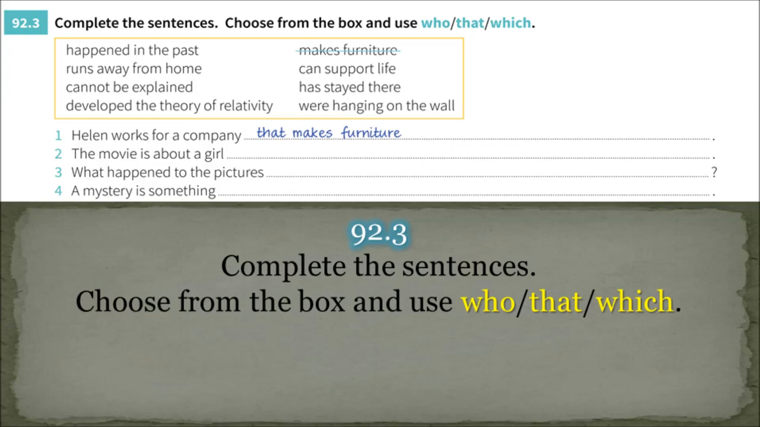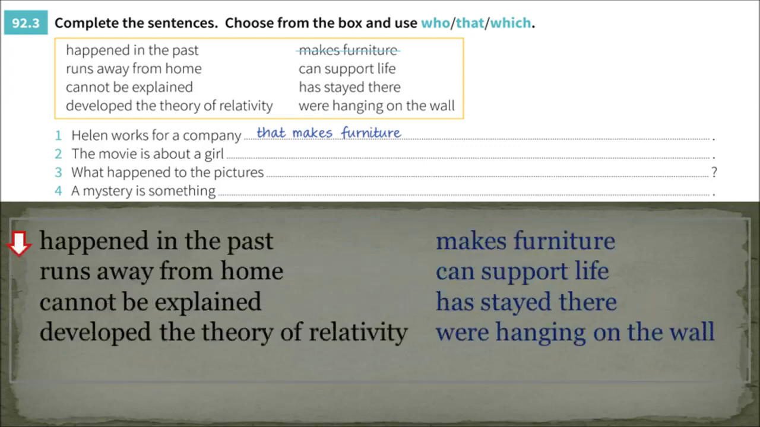92.3. Complete the sentences. Choose from the box, and use who, that, which. Happened in the past. Runs away from home. Cannot be explained. Developed the theory of relativity. Makes furniture. Can support life. Has stayed there. Were hanging on the wall.